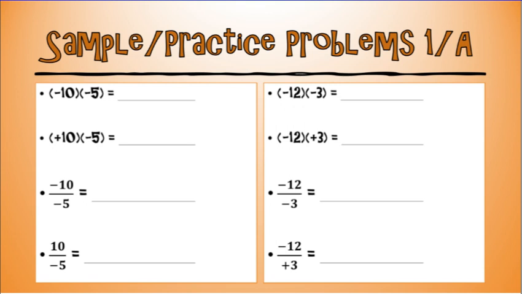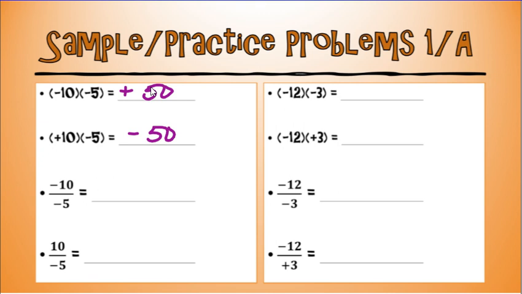Negative 10 times negative 5. 10 times 5 is 50. Since both are negative, a negative times a negative is a positive, so it's a positive 50. Positive 10 times a negative 5. 10 times 5 is 50. Since the signs are different, that leaves me with a negative as my answer.